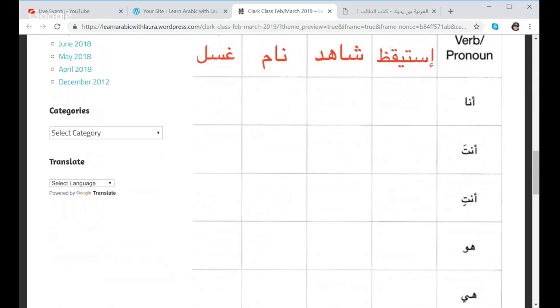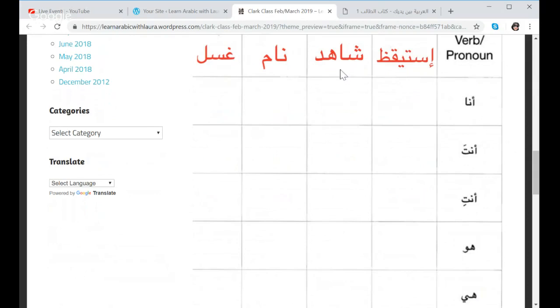I think we're ready. You're ready? Okay. Astegidu. Good. What about enta? Tastegidu. Very good. Enti? Tastegidina. Good. Hua? Yastegidu. Good. So you just add a ya to the beginning and get rid of that aleph. And hia? Tastegidu. Very good. Okay, let's go on to the next one.